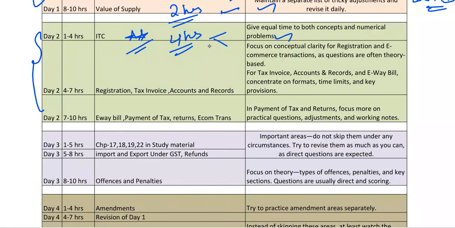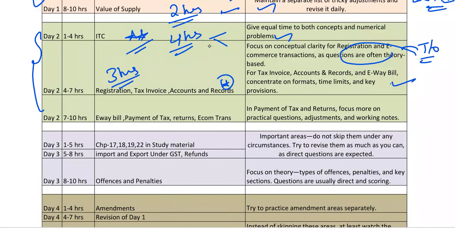For your registration, tax invoice, accounts and records area, I want you to spend at least 3 hours. In the registration and e-commerce transaction area, questions are often theory based, mostly theory based, and sometimes based on the turnover limit, the question may arise in your registration part. So I want you to concentrate on those areas. For accounts and records, e-way bill, concentrate more on the limits, limits and key provisions, important and often tested concepts. Try to go with those areas.